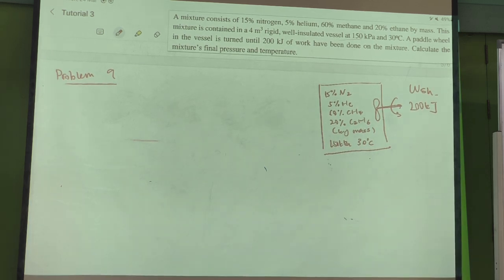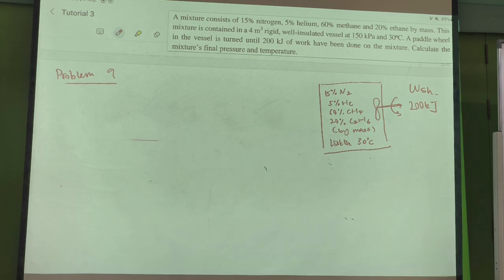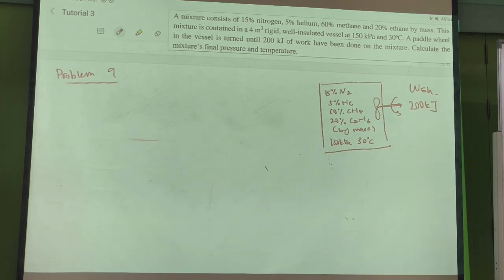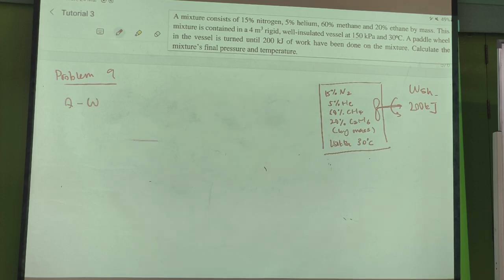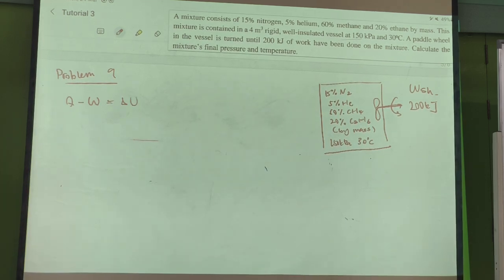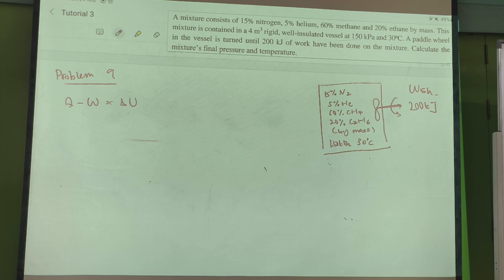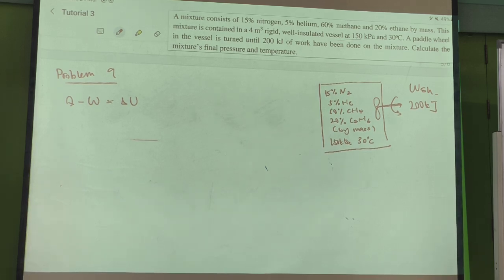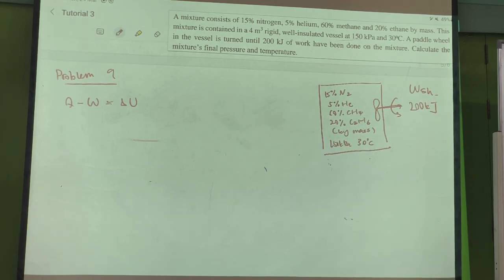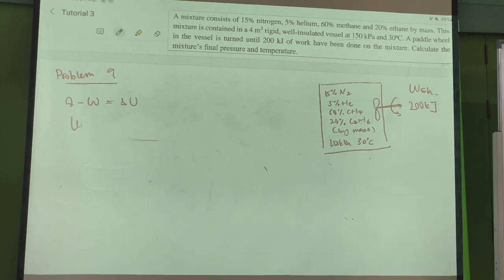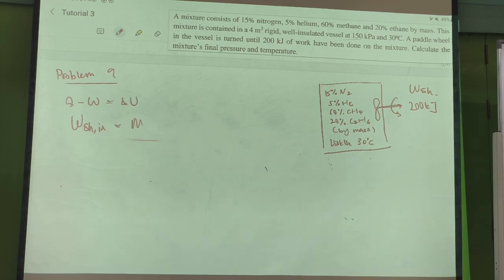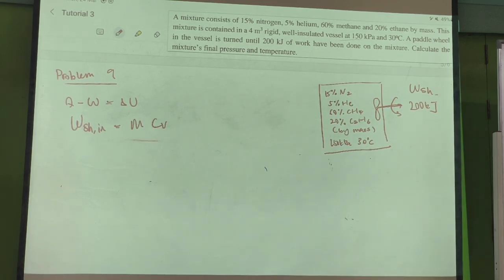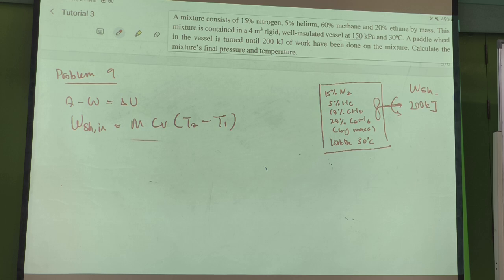So this case actually, I won't stay too long here. You can see that actually it's still the same thing. So ultimately this is still a closed system. So it is still Q minus W equals delta U. And this time, what you have here is actually work in. So you will be left with basically the shaft work in equals mCv(T2 minus T1).